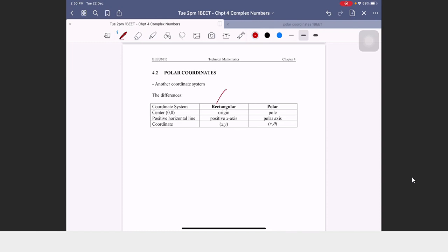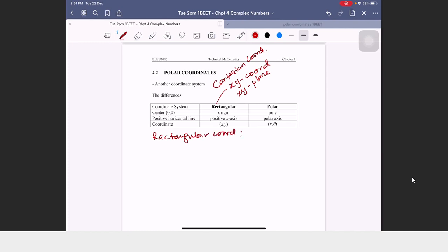Rectangular coordinates can also be called your xy coordinates, or you can call it the xy plane usually. Or you have your Cartesian coordinate system. That is our rectangular. So whether we call it rectangular coordinate, Cartesian coordinate system, xy coordinate system or xy plane, we are talking about the same thing.